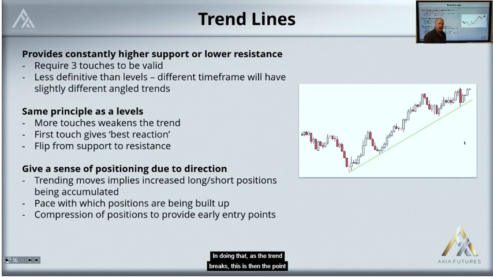In doing that, as the trend breaks, this is then the point where positioning may well need to turn. And so this is part of what you're using to understand what a trend is showing you, the accumulation of positions. It's showing you also whether positions are becoming compressed. And so essentially what you're looking to gain from a trend is acceleration away from it, either on a break of trend, which forces positions out, or on a continuation of trend, new initiative, faster movement.